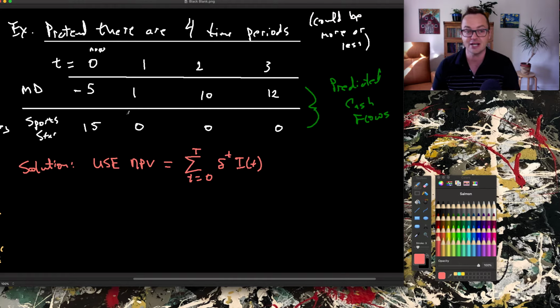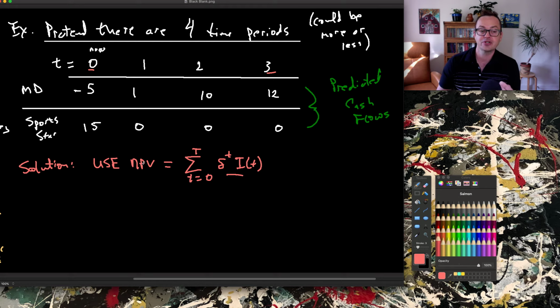The NPV allows us to consider these over time. So remember, since these are over time, we want to know a couple of things here. One, we're going to look at t equal to zero through our far future time period. So here, our first time period is zero, and our far future time period is three. This is the summation sign, sigma. We're going to add up this term right here. And this term is our delta, the discount factor, times I of t, which refers to these financial cash flows.